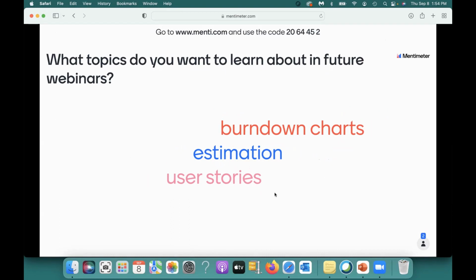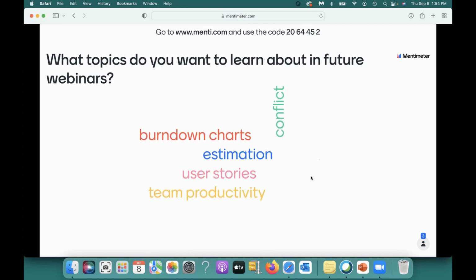Anybody else has any suggestions? Estimation, user stories. Yeah, we did estimation some time back, but we can once again do it. And from our website, you can download the previous presentations, and our YouTube channel has a recording. So we did estimation and user stories in the recent past, and you can get something from there. All right. Okay, let's go back here.